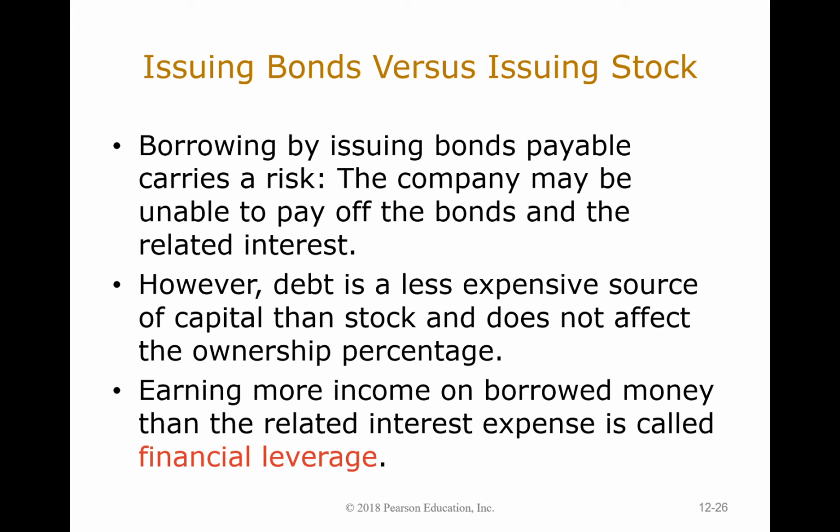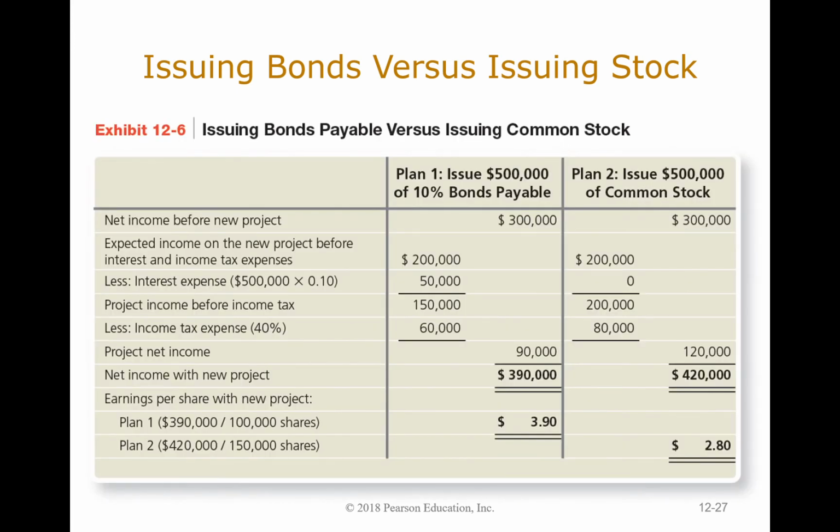Now, bonds versus stocks. Bonds are essentially loans, where stocks are ownership in a company. It says debt is a less expensive source of capital than stock and does not affect ownership percentage, because if you're selling stock, you're selling ownership in your company. This is an important concept to know: if we earn more income on borrowed money than what we pay in interest expense, then that's financial leverage.